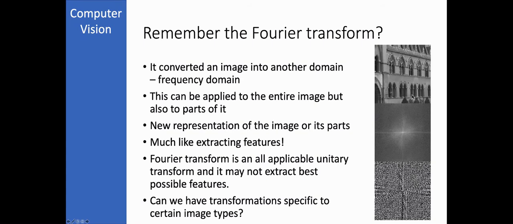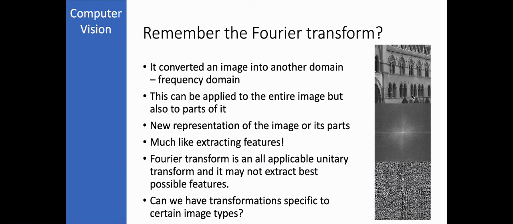Now we applied it to basically the entire image, but you can imagine applying it to different parts of the image. And this is much like extracting features. You create a new representation of the image or its parts. And these features, like the ones that we've seen just now, can be used to recognize things, track things, detect things.